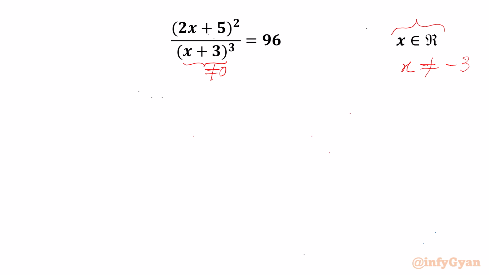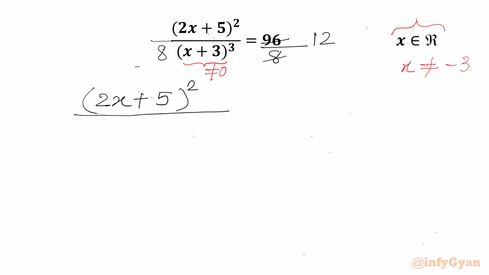Now I will divide both sides by 8. This side also, so we will write 8. So 8 and 96 will be cancelled out, and I will write 12 only. So the equation will become (2x + 5)² over, this 8 we can write as 2³, so I will write 2³ times (x + 3)³ equal to 12.